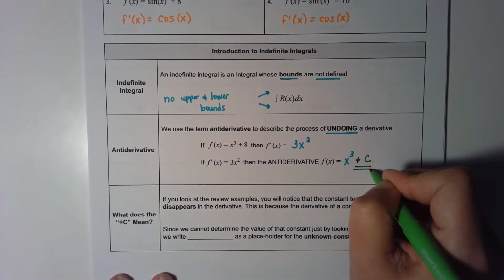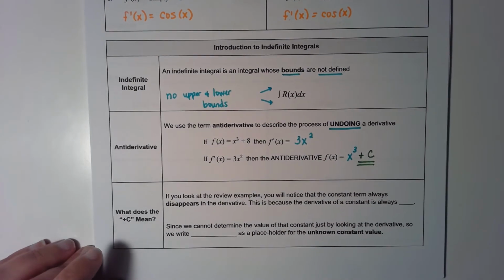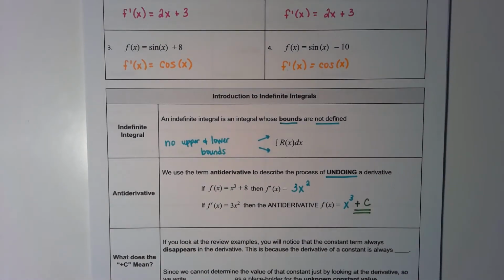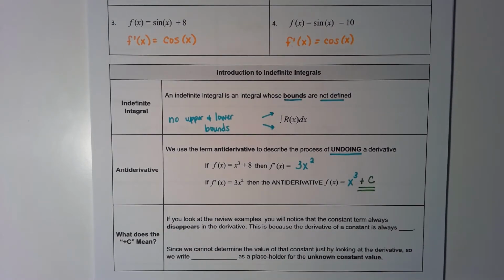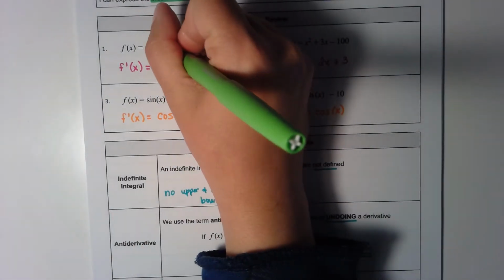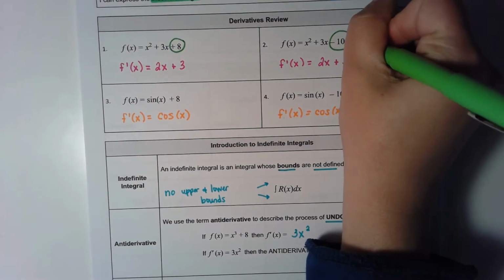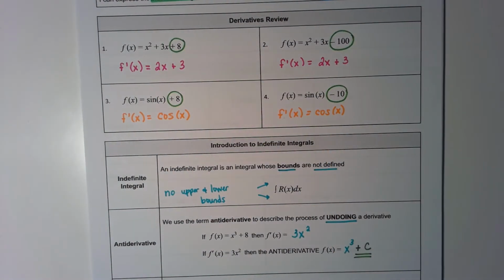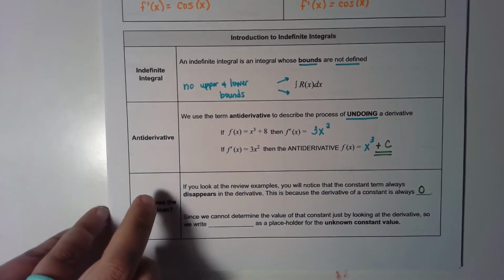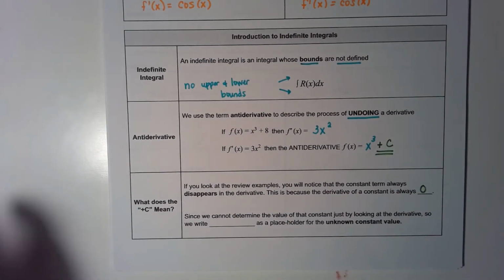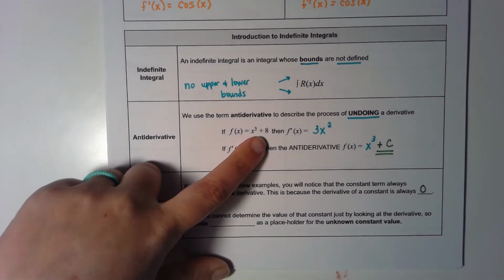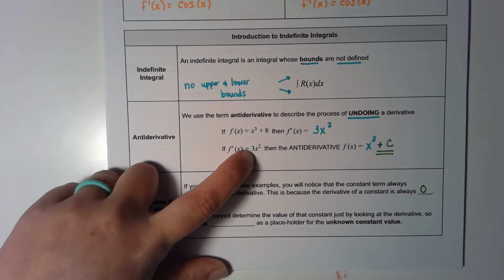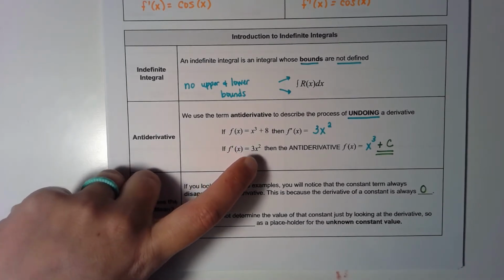Now this plus c, what does that mean? Well, if you look at the review examples, you'll notice that the constant term always disappears in the derivative. That's because the derivative of a constant is always 0. So if you look at these original problems, there is no evidence of the plus 8 or the minus 100 or the plus 8 or the minus 10 in the derivatives. This plus c is a placeholder for the unknown constant value. Since we don't know what number was there, for example, in this one, you see there was a plus 8. We can't tell that there was a plus 8 there just by looking at the derivative, but it might have been.